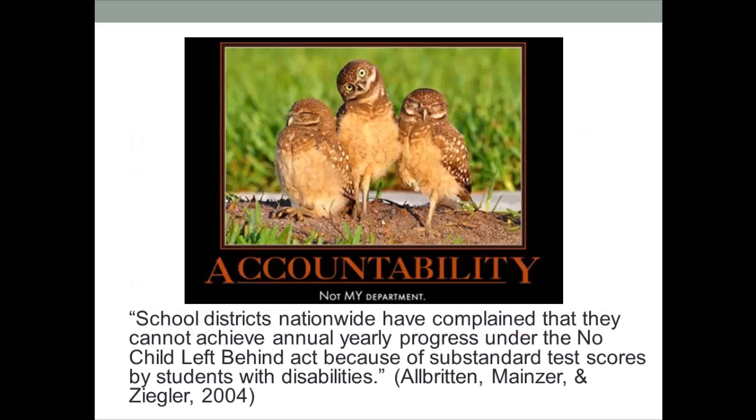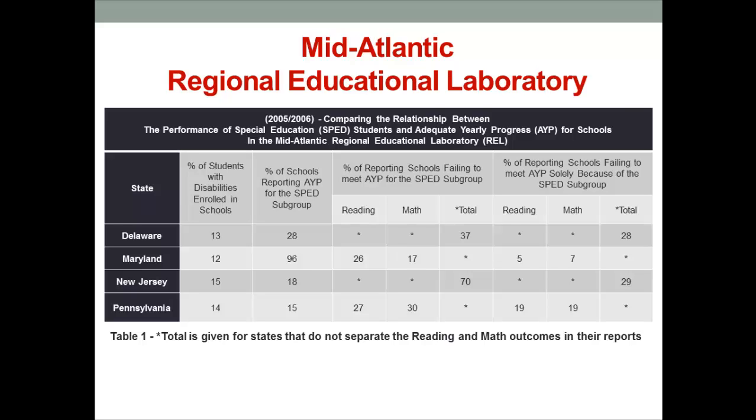School districts nationwide complain that they cannot achieve the annual yearly progress requirements of the No Child Left Behind Act because of the substandard test scores of students with disabilities. In 2005-2006, the Mid-Atlantic Regional Educational Laboratory compared the relationship between adequate yearly progress, or AYP scores, of the states in their region with the performance of students with disabilities who are served under the Individuals with Disabilities Education Act. Because states can define how they measure AYP, it is difficult to compare state outcomes. Also, states may or may not report the progress of students with disabilities as a subgroup.